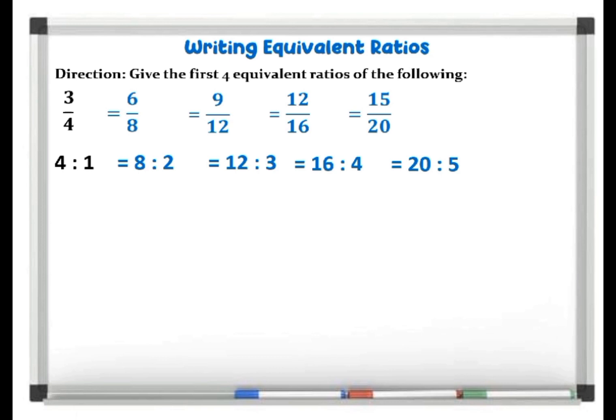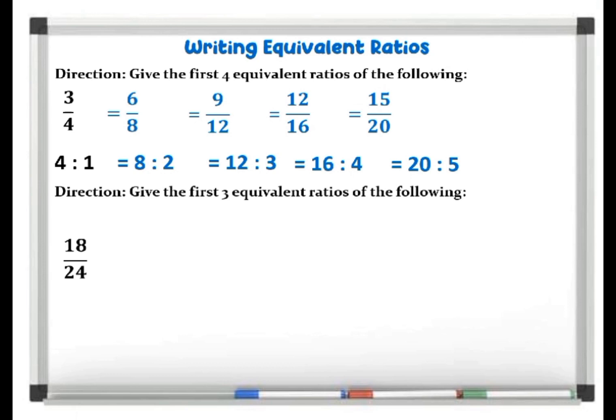Okay, next, we are going to write the first 3 equivalent ratios of the following. As you can see, ang 18/24 ay higher term siya.